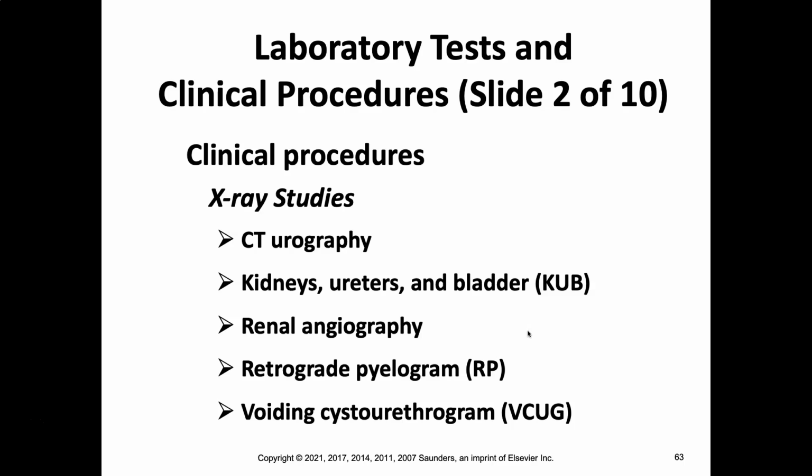There are all sorts of x-ray studies that are done. CT, urography, kidneys, ureters, and bladder. That is an x-ray. If you hear of a KUB, a doctor orders a KUB, that's kidneys, ureters, and bladder. There's renal angiography, retrograde pyelogram, voiding cystourethrogram.